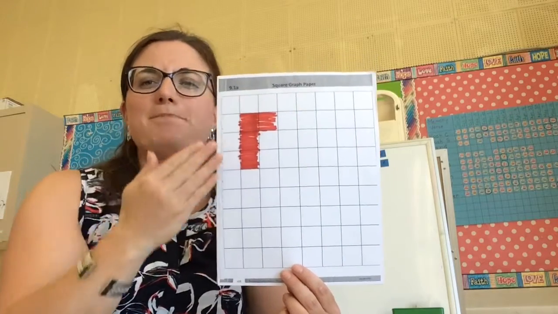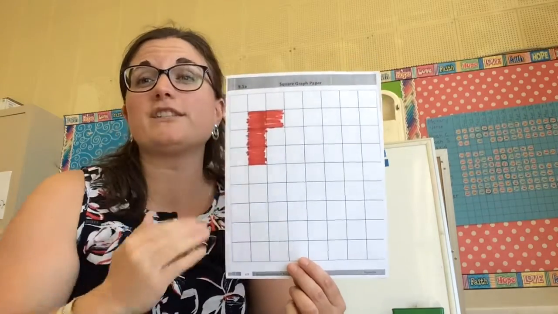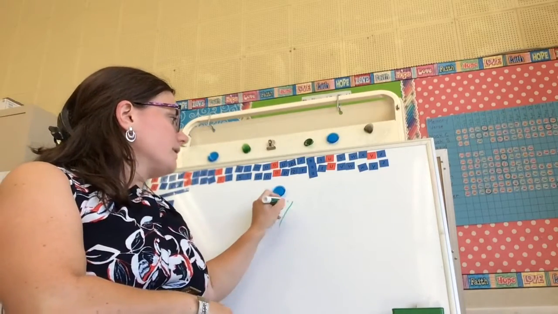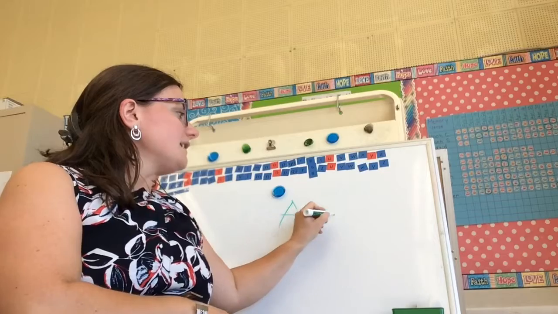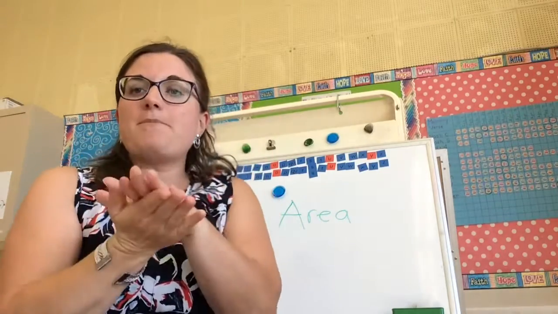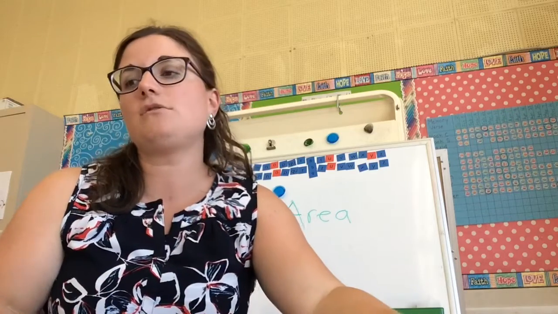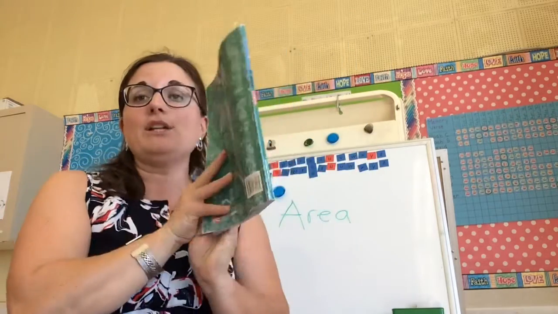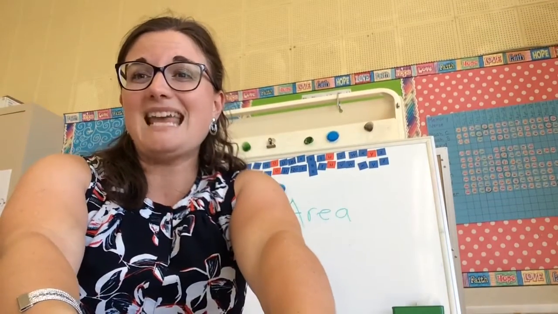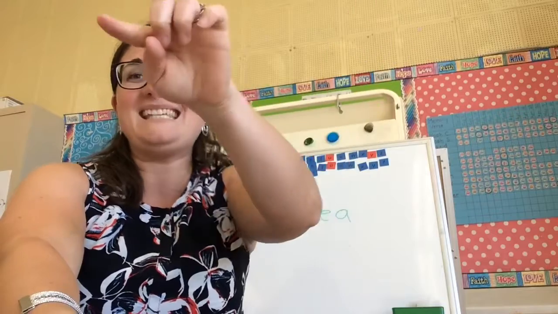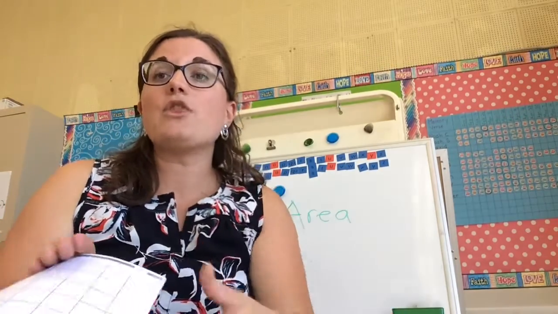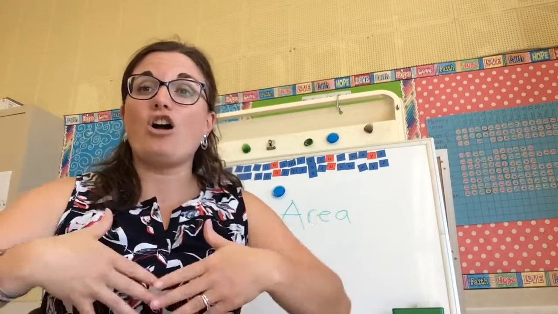The amount of space that a shape covers up is called area. And I'm going to write area on the board. So this is what we're going to talk about today and tomorrow. We're going to talk about area. And area is the amount of space something covers. So I want you to think about your textbook and think about your desk at school. If I were to put my textbook down on my desk, how much space does it cover on my desk? Well, the way we measure that, we call it area.